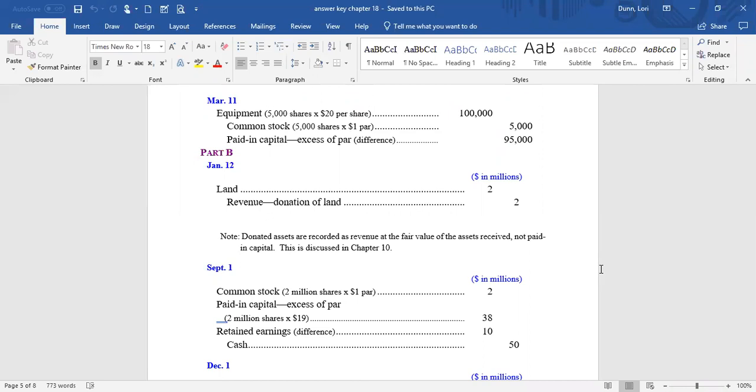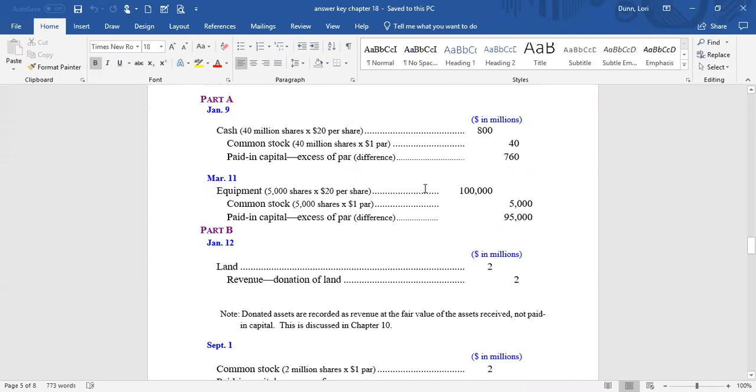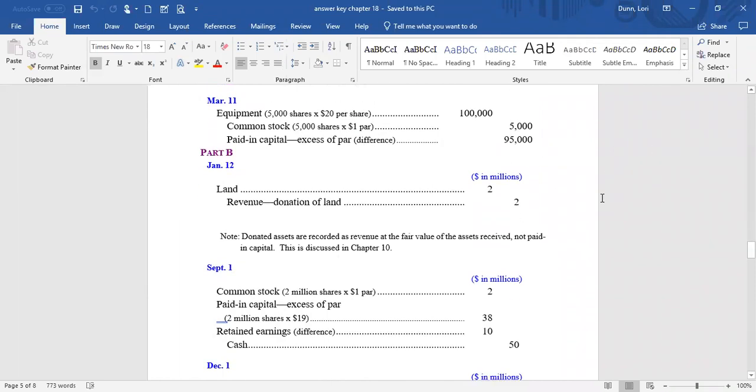But they don't debit retained earnings for the difference. They debit paid-in capital excess of par for the 2 million shares times $19, because they originally sold it for $20. $1 went into the common stock. Remember up above? The other $19 went into paid-in capital in excess of par.